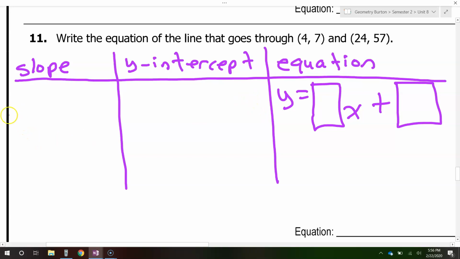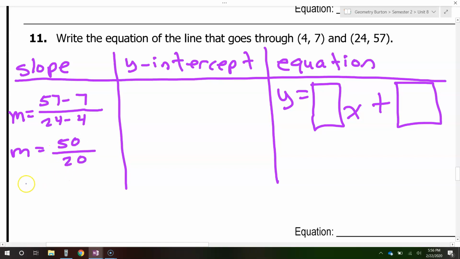Okay, so we learned on the previous problem that the slope is y minus y over x minus x. So we're going to do 57 minus 7 over 24 minus 4. All right, so that means we have 50 over 20, which reduces down to 5 over 2. So that's the slope.